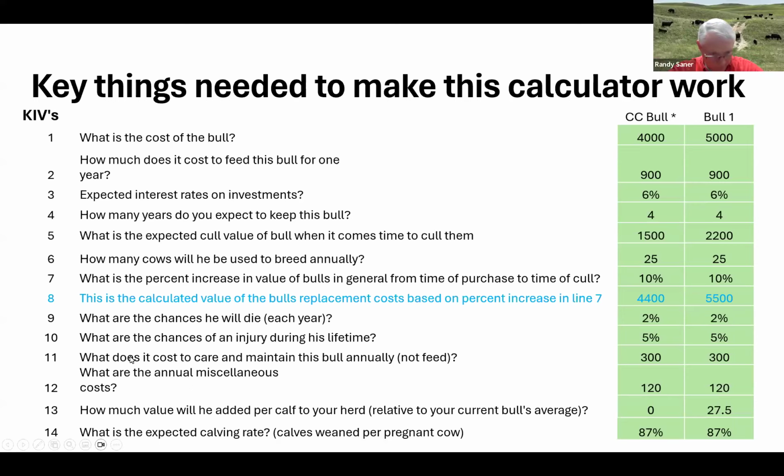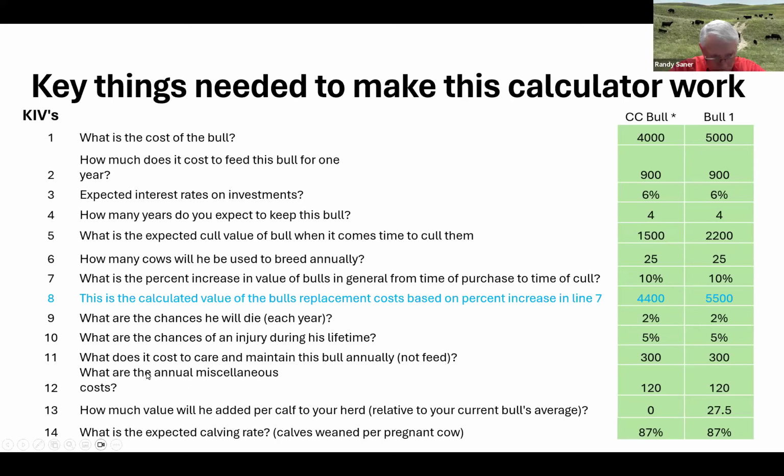Now, what does it cost to care for and maintain a bull annually? We came up with about $300. You may come up with something different. In other words, this is non-feed costs. This is vet costs, breeding soundness, all those things that you're normally going to do on an annual basis to keep the bull. It could be transportation. You have to haul the bull around, maybe from pasture to pasture. It just depends on your situation. We put $300 in there. That may not be realistic for you. If you need to change that, change it. That's the point.